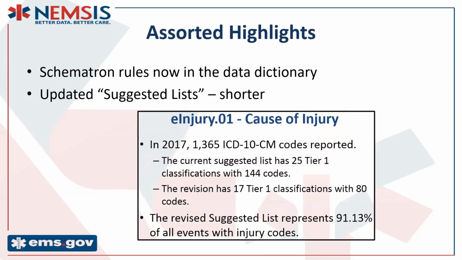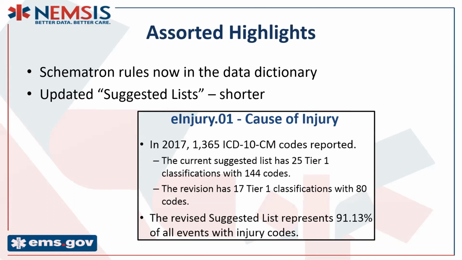Okay, all right. So some other assorted highlights, and so as folks know, there are business rules associated with the completion of a patient care report. If you just by chance reported a pregnant male, for example, that error would be reported to you in a business rule, and you'd be asked if that was a choice you wanted to make or whether you need to correct it. Those rules are now associated with the data dictionary, so you can actually see which rules apply to which elements. That should be helpful.